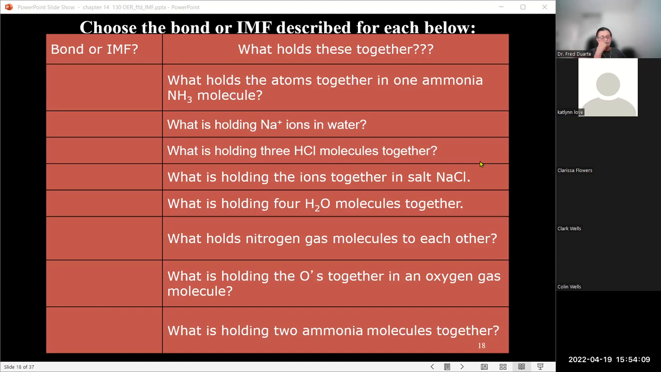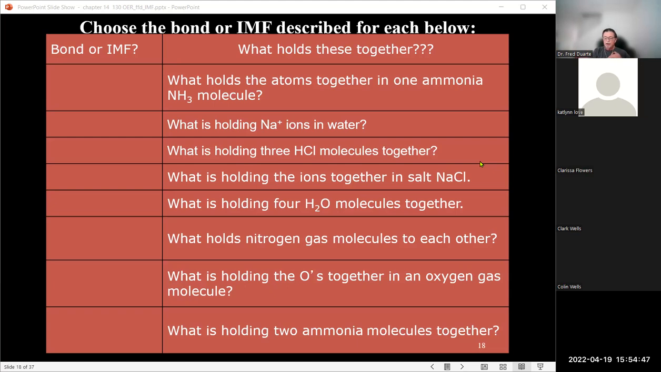All right, so what we have here is a table of questions, and they're asking you, is it a bond they're talking about? And if it is, what type of bond? Or are we talking about IMF? And if it is an IMF, then what type of IMF are we dealing with? Now, to answer these questions, the key is to read them carefully because, the way they're worded, you have to discern whether they're talking about bonds within the molecule, or about interactions of that molecule with other molecules of the same kind.